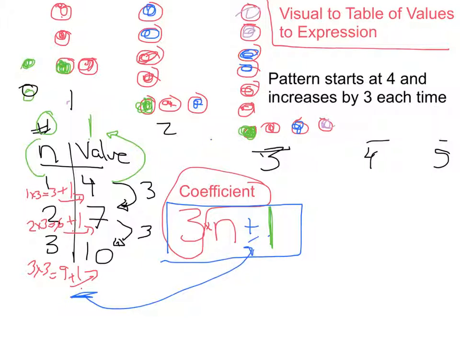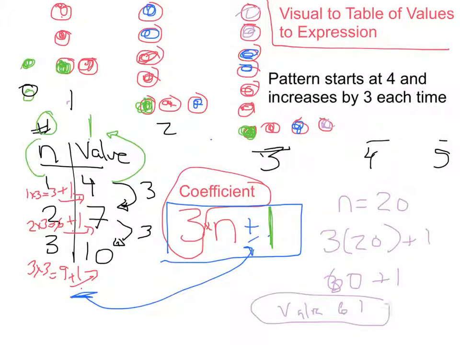So if I wanted to find when n is 20, so the 20th position in my pattern, I could go 3 times 20 plus 1, and that's 60 plus 1, so 61. So the value of the 20th term is 61.